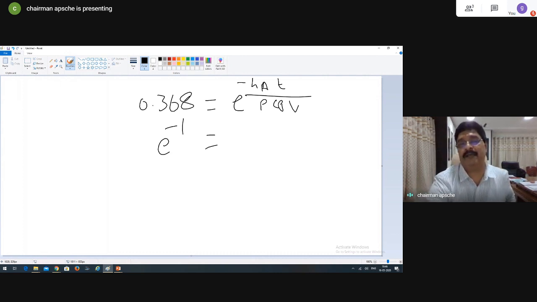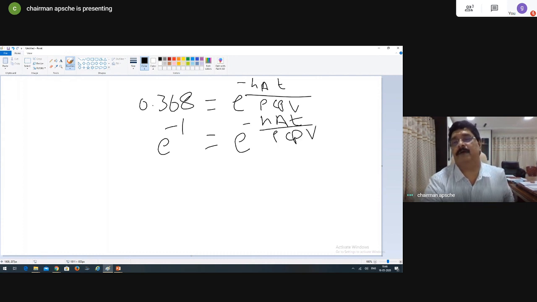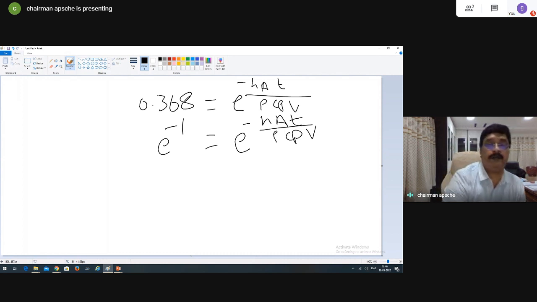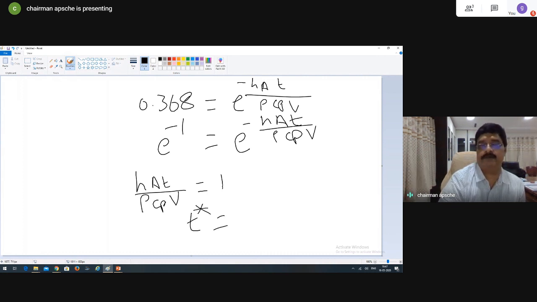You can even operate your calculator and check it. So it is HAT divided by rho CPV. Okay, so that means what? HAT divided by rho CPV is equal to 1. T star అంటాం దీన్ని. T star is equal to rho CPV divided by HA. ఇది టైం కాన్స్టెంట్ ఆఫ్ ఎ థర్మోకపుల్.